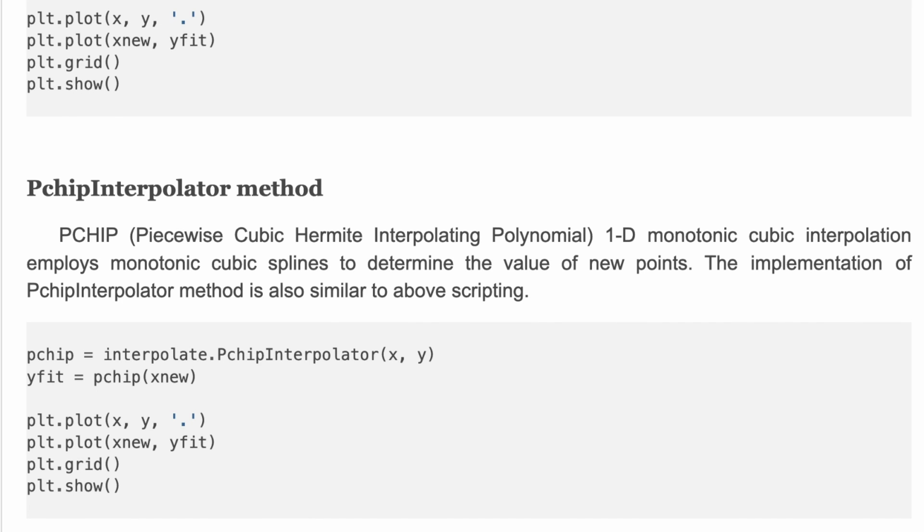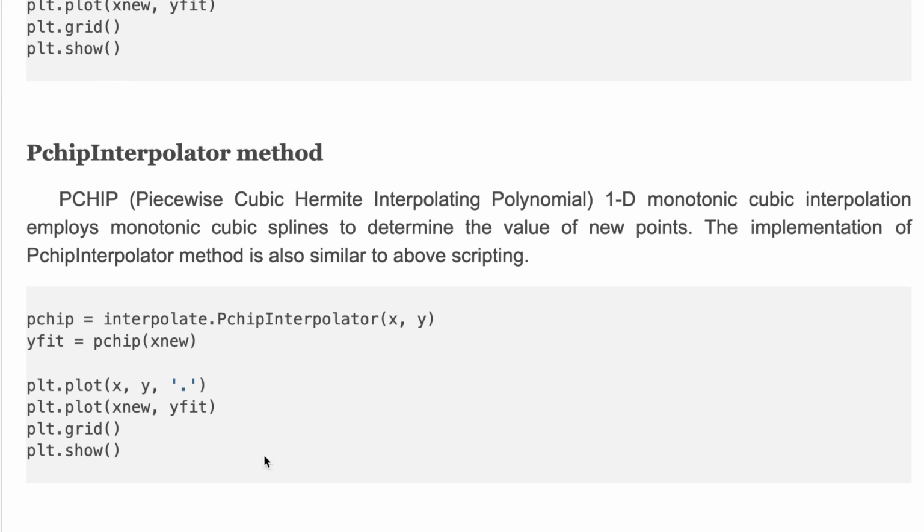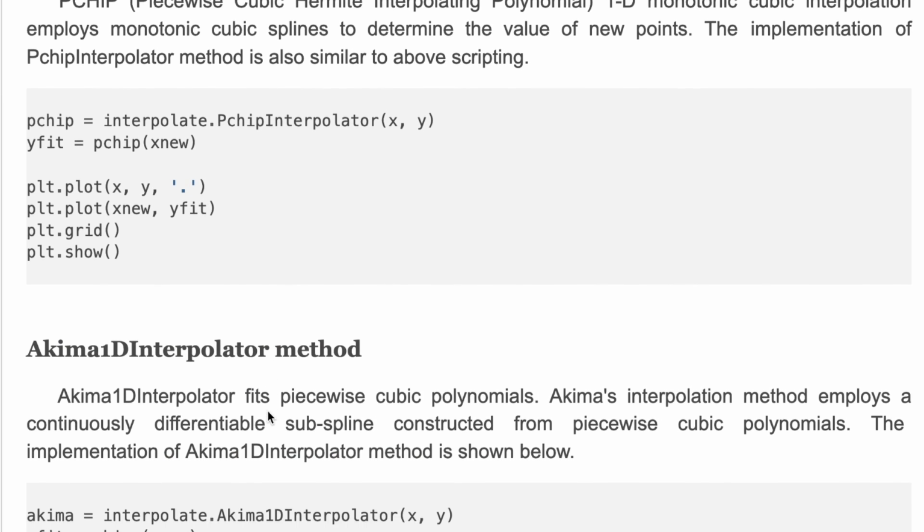Piecewise cubic Hermite interpolating polynomial 1D monotonic cubic interpolation employs monotonic cubic splines to determine the value of new points. The implementation of PchipInterpolator method is also similar to above scripting. Here is how to use it.